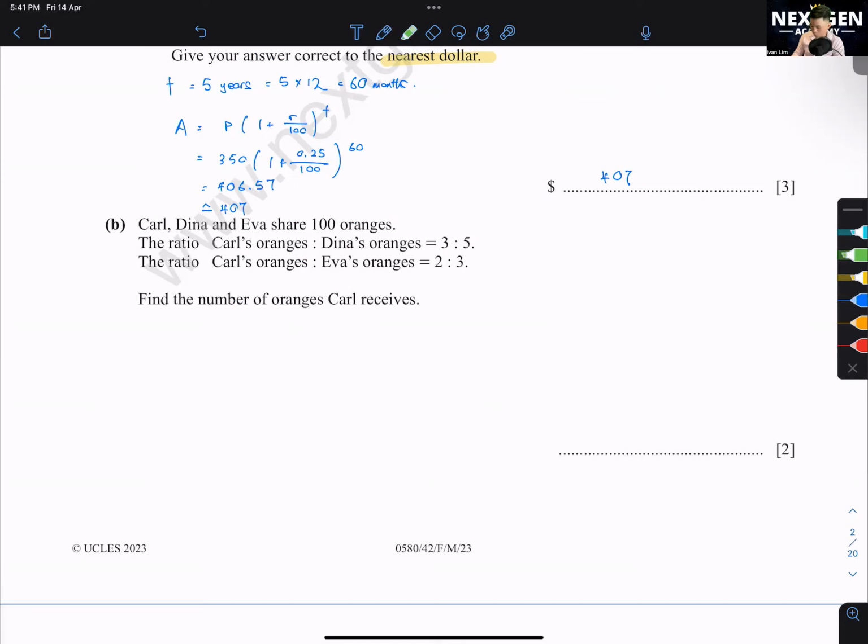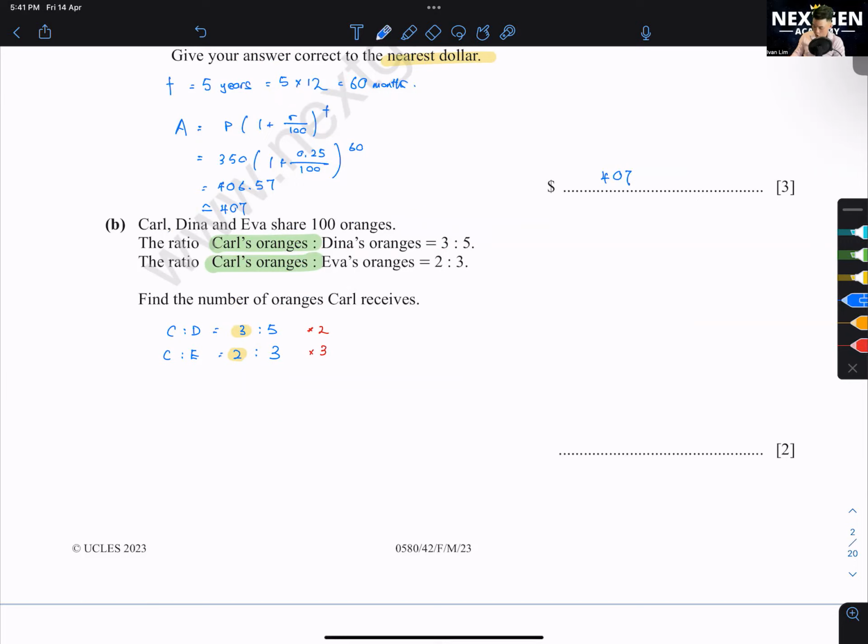So C to D is equal to 3 to 5, and C to E is equal to 2 to 3. We want to make both of these the same value. So what do I do to the whole equation? For the first one, can I multiply by 2? For this one, I multiply by 3.